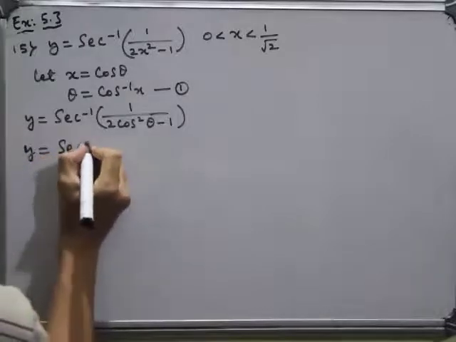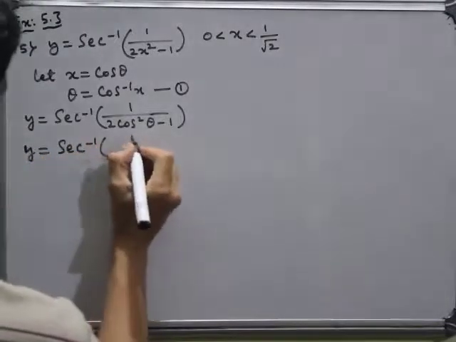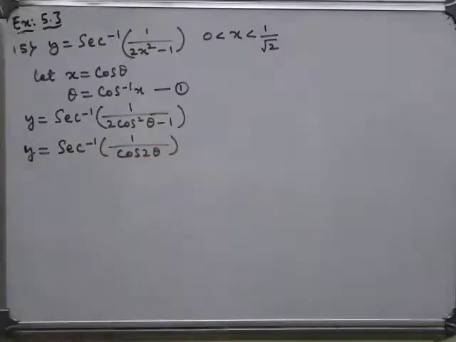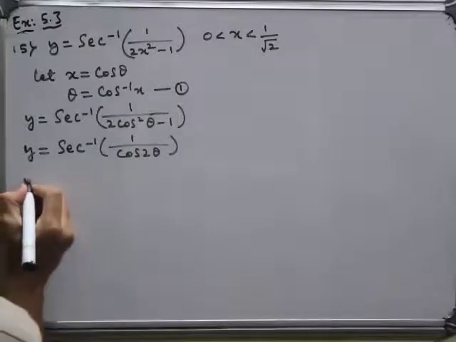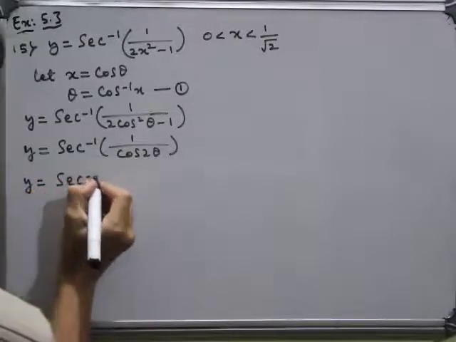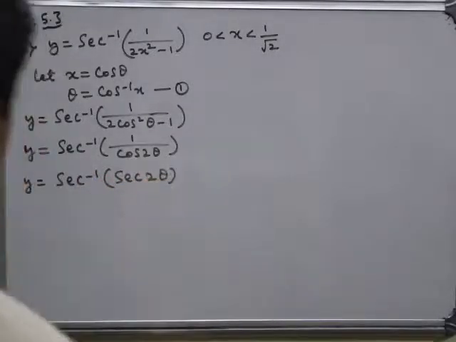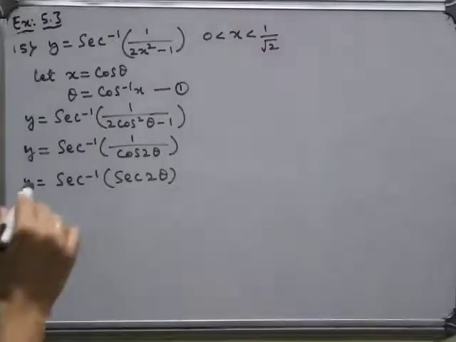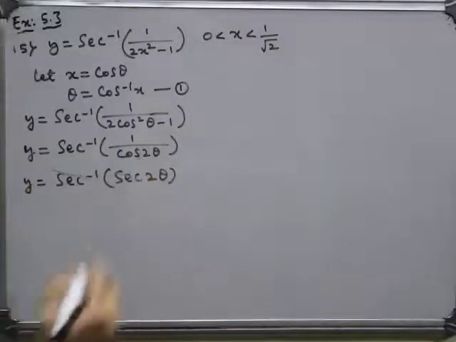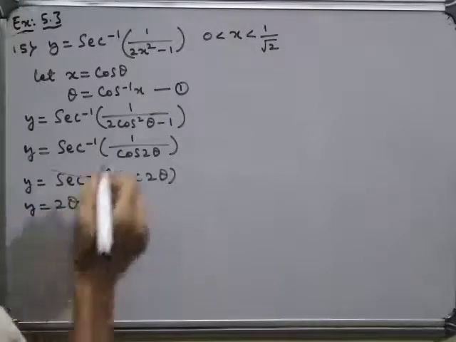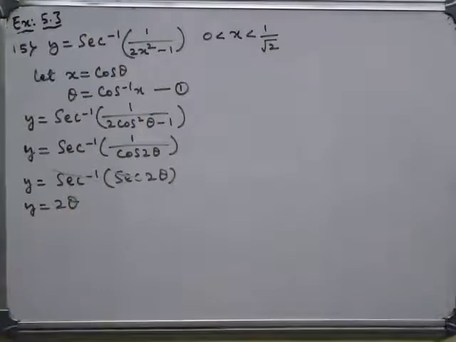Y is equal to secant inverse of 1 by cos 2 theta. So what is 1 by cos 2 theta? Cos is the reciprocal of secant. So you can write, it's very simple from here, secant inverse of secant 2 theta. You cancel these two, secant inverse and secant will get cancelled. Y is equal to 2 theta, and I hope you can continue from here.